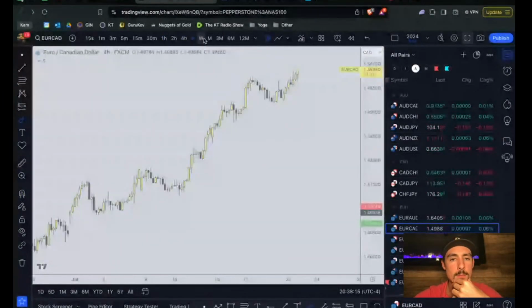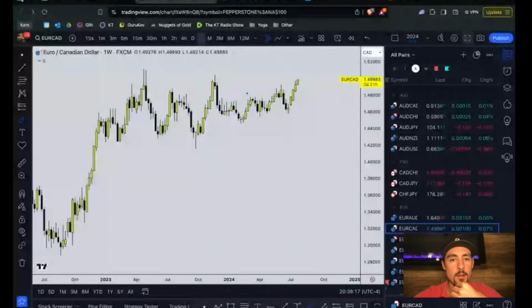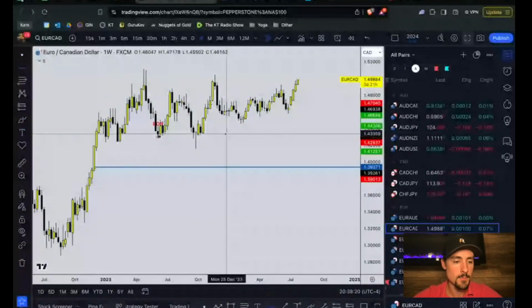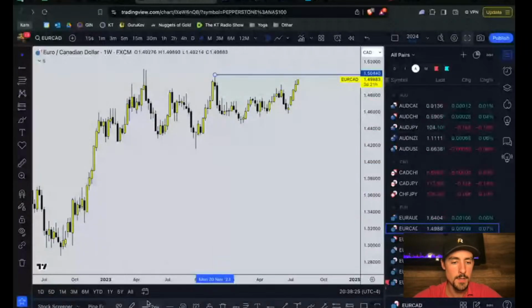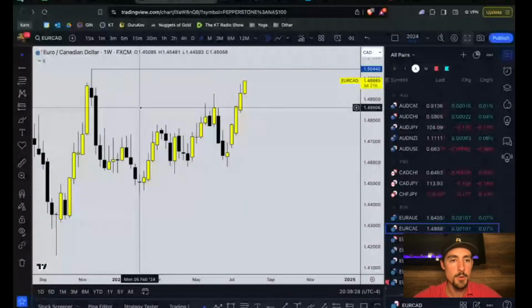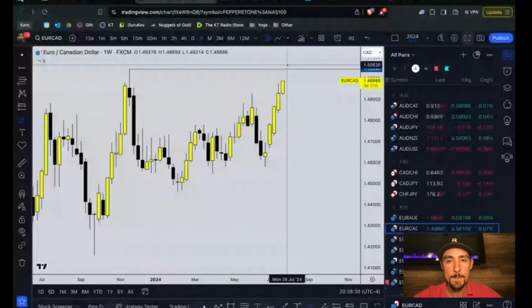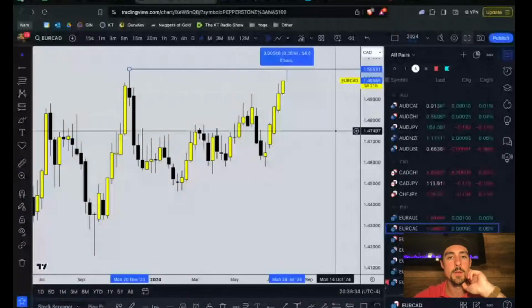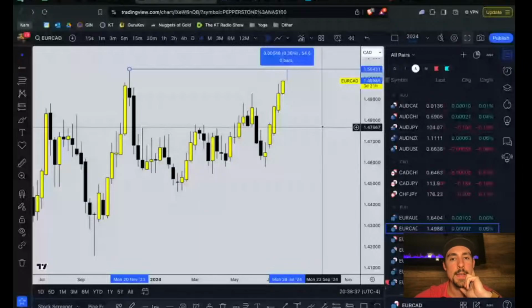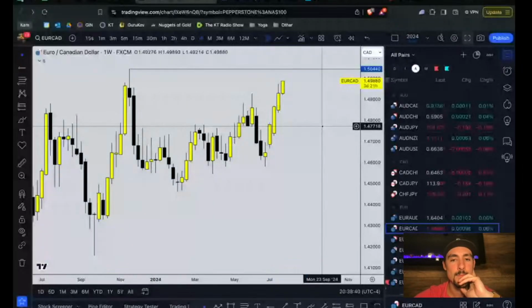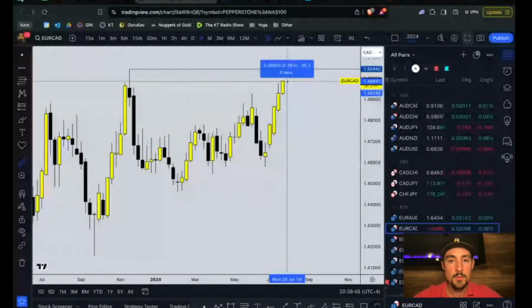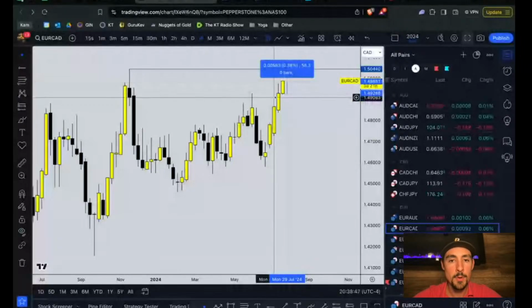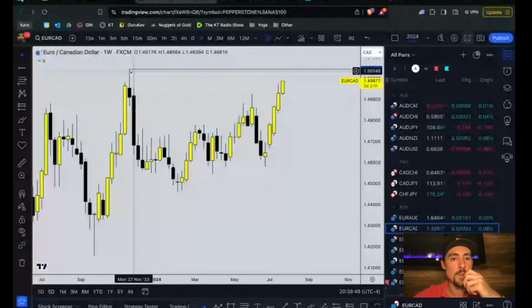So I'd be curious to see if we maybe run on this high. I'm just going to delete this stuff. Be curious to see if we run this high on Euro CAD. We're about 55 pips from there. And I guess Euro CAD moves pretty slow because this is the weekly chart. We've seen about 55 pips since market open. So maybe we don't quite reach that on the weekly.